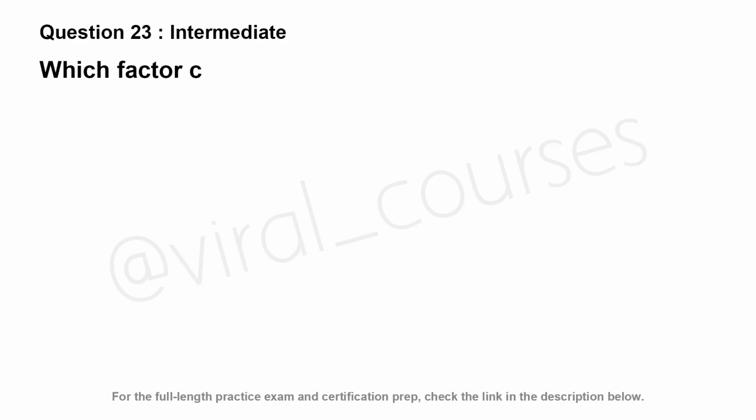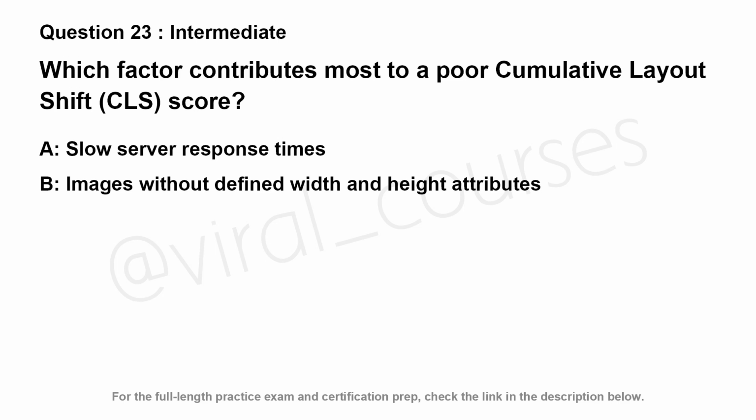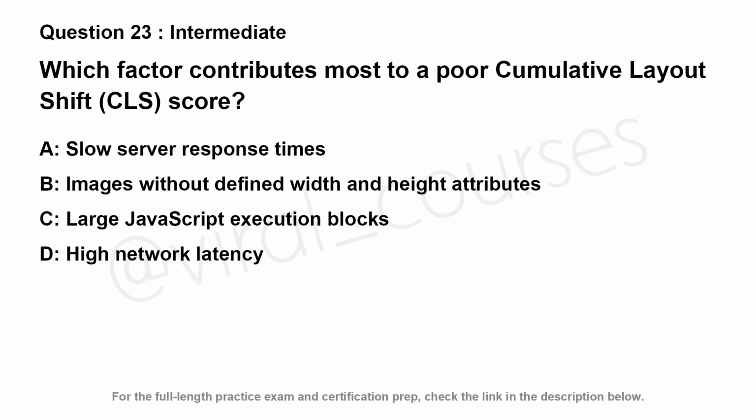Which factor contributes most to a poor cumulative layout shift (CLS) score? Option A. Slow server response times. Option B. Images without defined width and height attributes. Option C. Large JavaScript execution blocks. Option D. High network latency.